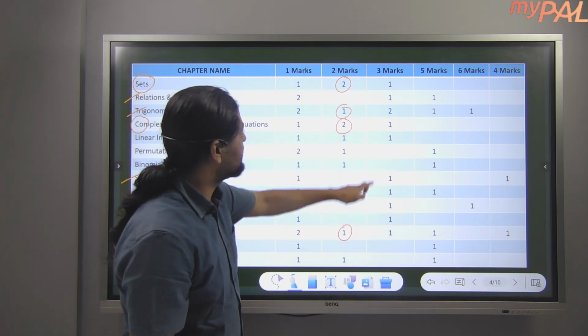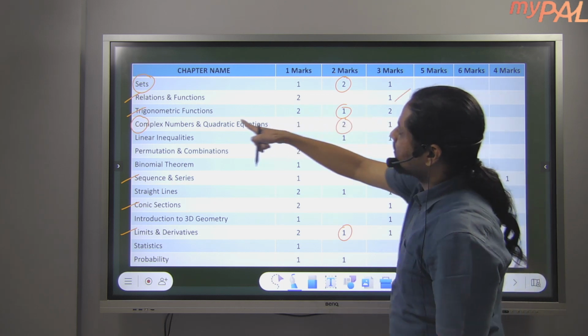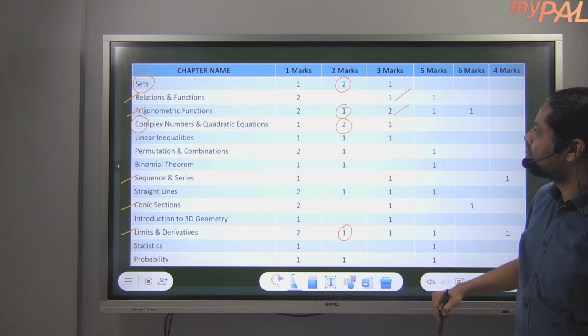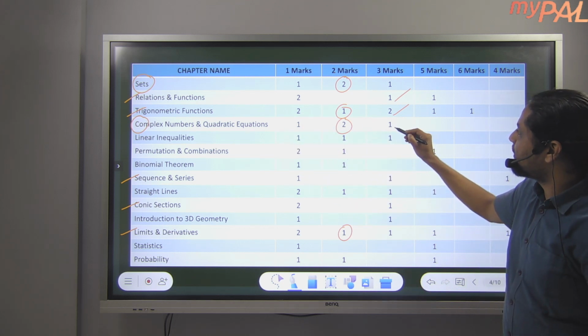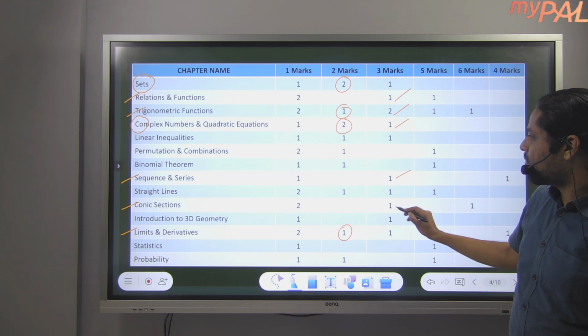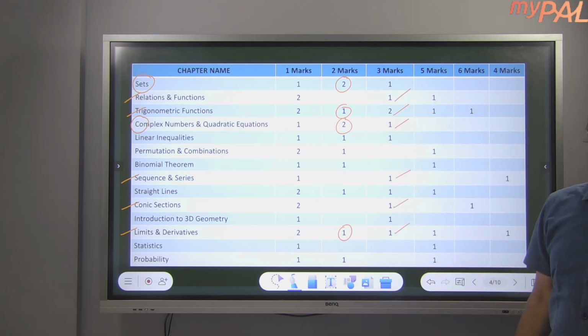Now when I go to 3 markers, as I told you, relations and functions, that's my important chapter. I have one there. Trigonometric functions, I have 2. Complex numbers, if I'm prepared, I have one more here. Then you have sequence and series, you have conic sections, limits. Already have enough questions, right? I just had to answer 6 of them.